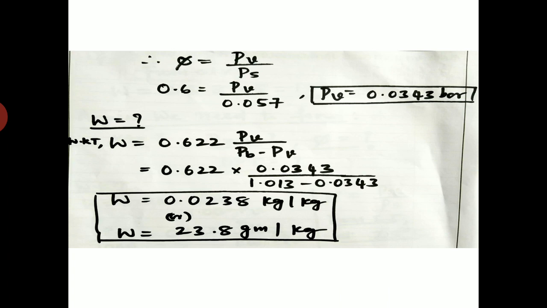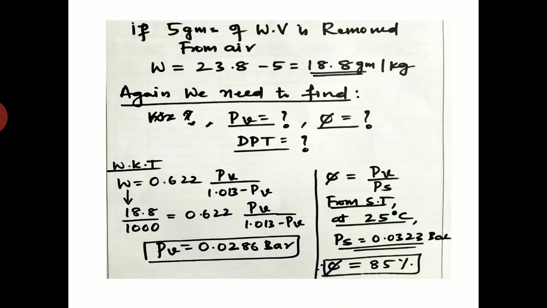So convert that into grams, because in the problem he has given 5 grams. Only if the problem specifically gives grams, we put it in terms of grams. Otherwise no need to put it in terms of grams. If in the problem he specifically gives 5 grams of water vapor removed, or 7 grams of water vapor removed, at that condition only you put it in terms of grams, otherwise no need. So therefore W is equal to 23.8 grams per kg that we need to find.